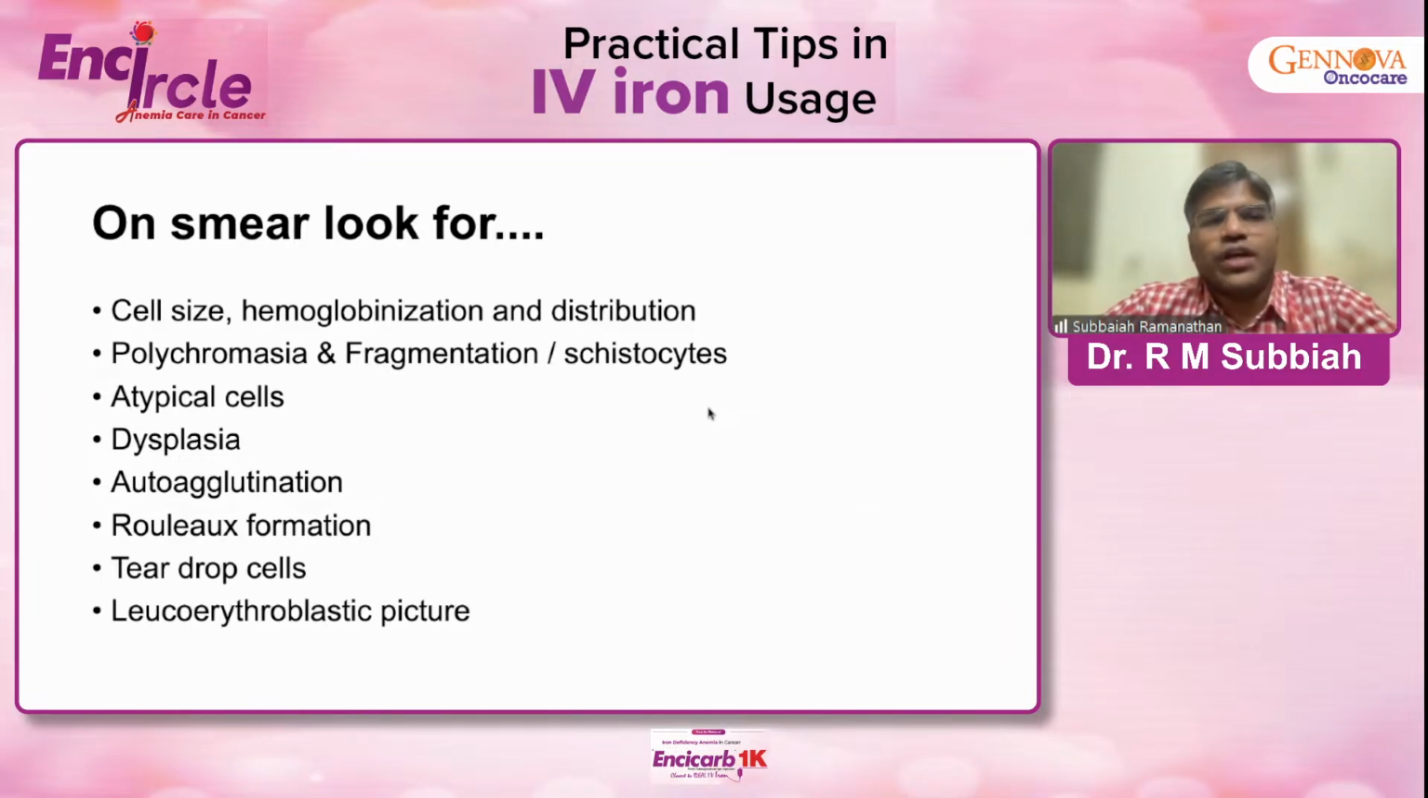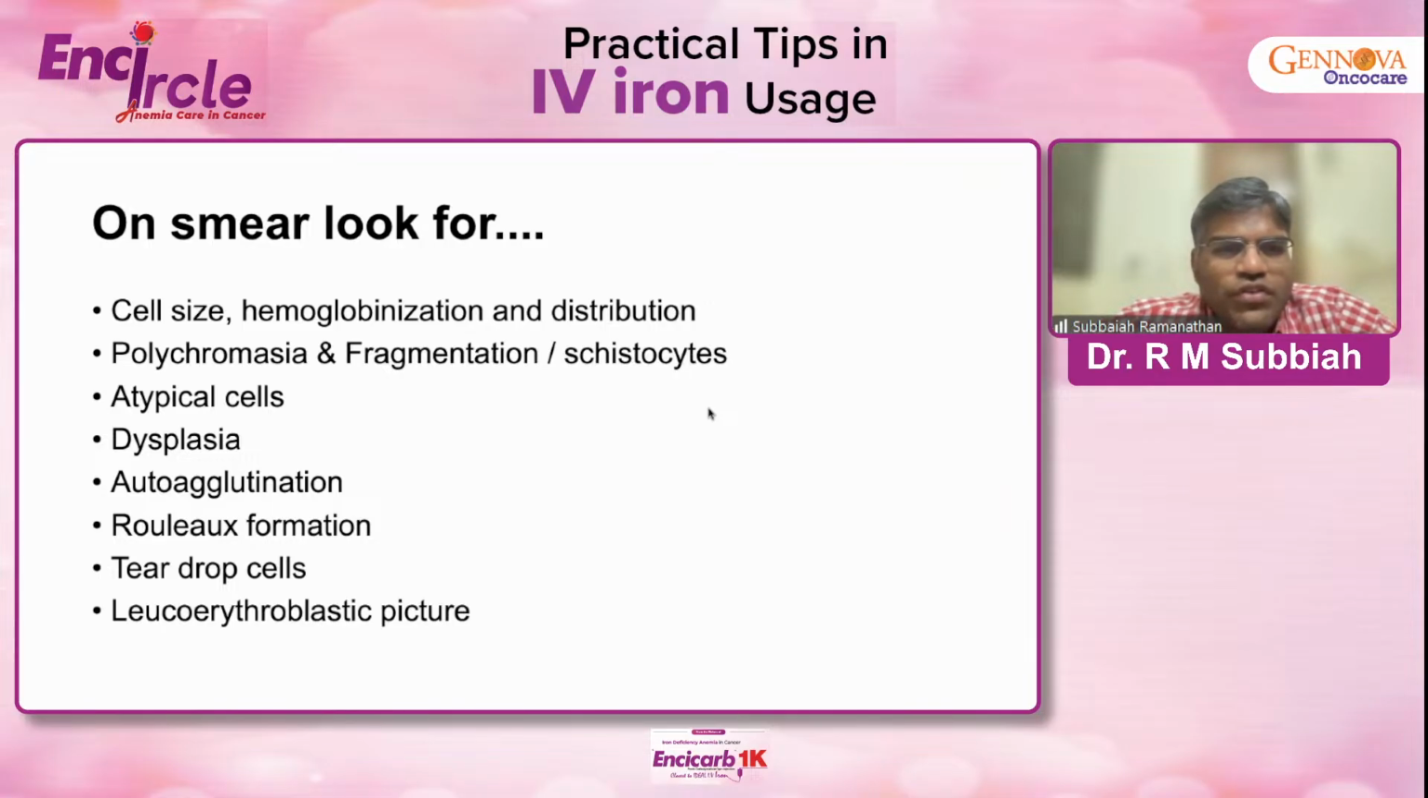If it's less, you say microcytic. If it's more, you say it's macrocytic. If it's of that size, you say it's normocytic. The distribution is again for severe anemia, low hemoglobin, they have to be sparsely populated, and in polycythemia, they would be densely populated. The second point, polychromasia, fragmentation, cystocytes, those are for hemolysis.